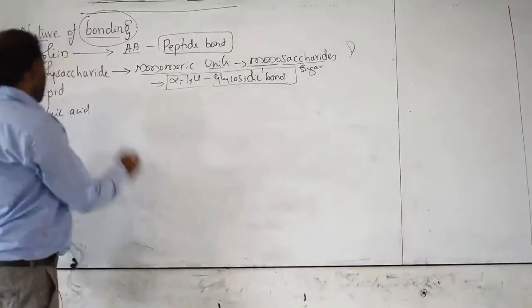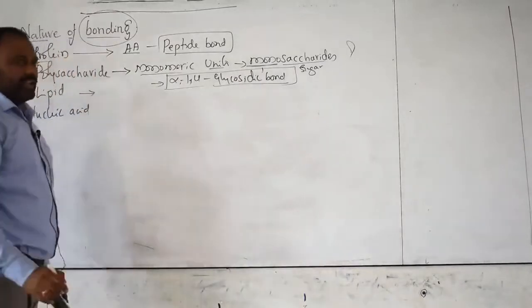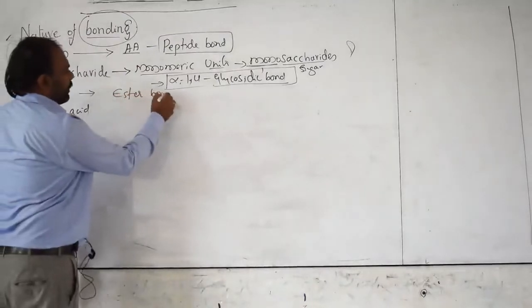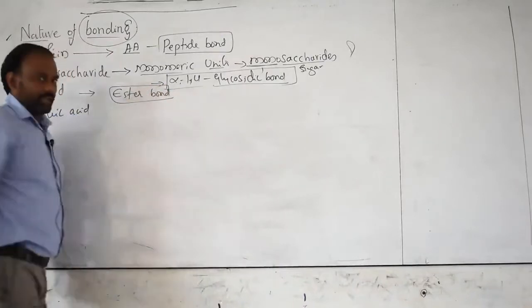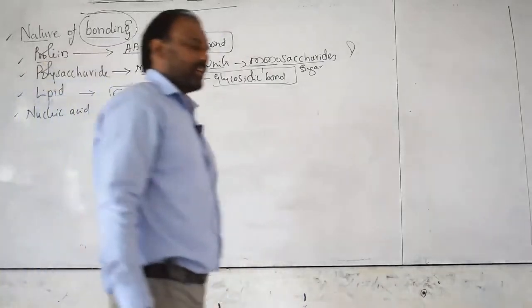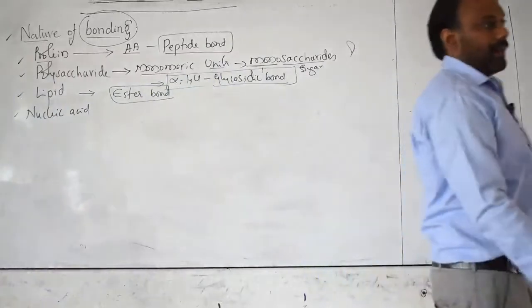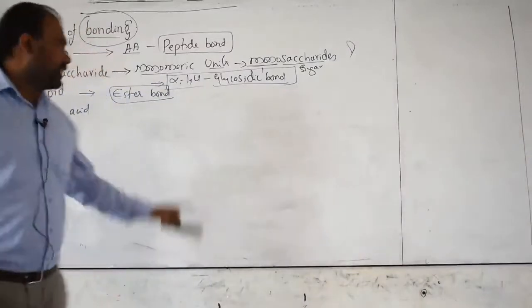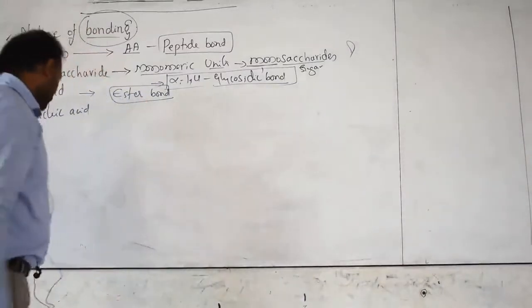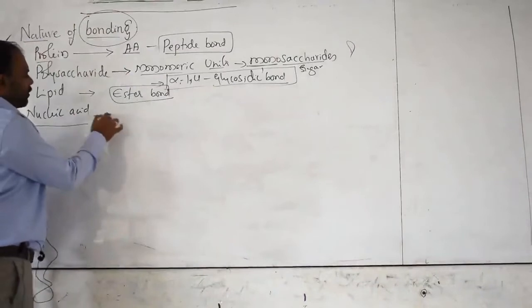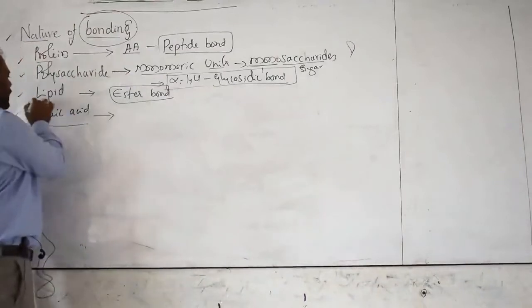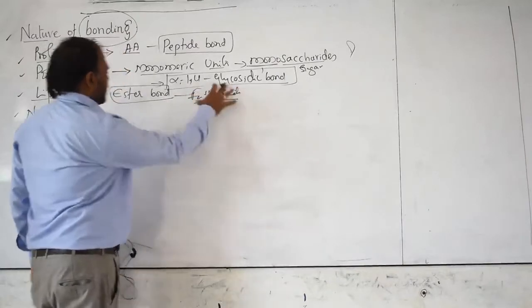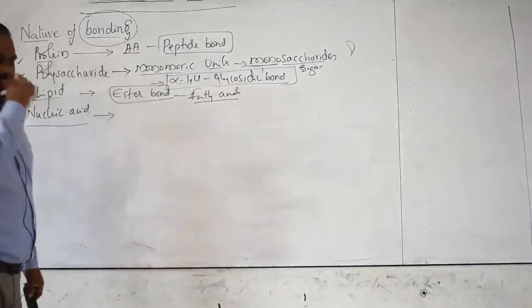Simple. Next, in case of lipid, the simple answer is that an ester bond will be present. Remember, in case of lipid, when you take arachidonic acid, palmitic acid, lecithin, whatever example you take, the ester bond will definitely be present. Sorry, in case of lipid we have fatty acids. These fatty acids are held together by ester bonding or ester bond.